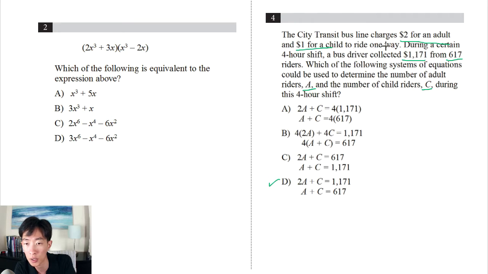But if you want to make sure, just look at the other equation. If you're charging $2 for every adult, that means the money that you're going to make is 2A plus $1 for every child. That's 1C, and the total is going to be 1171. So again, choice D does match that, and that's why that's our answer.